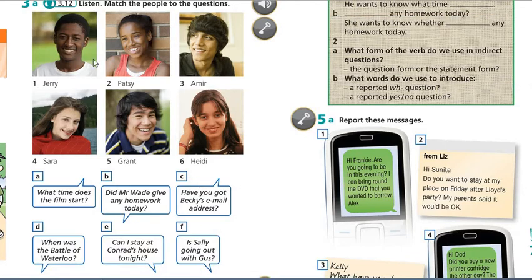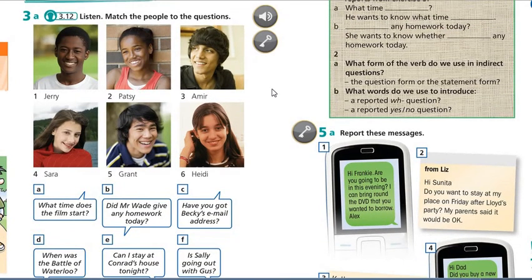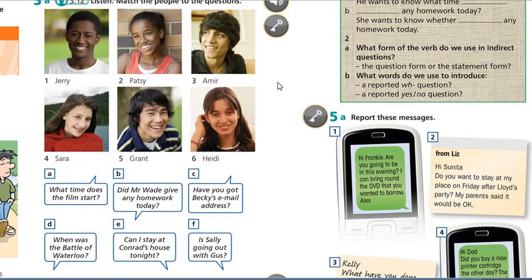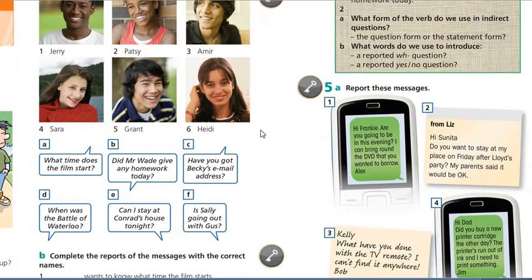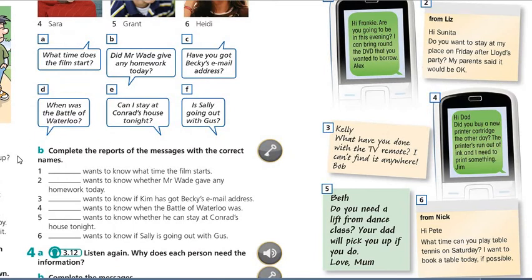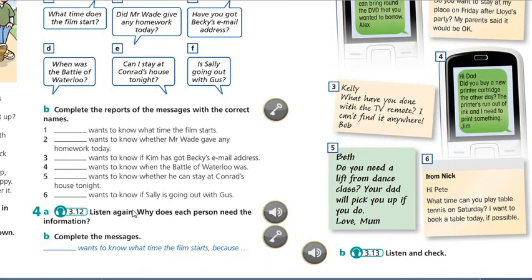All right. So in these dialogues, you've heard many indirect questions, reported questions that someone asked and someone reported what they asked for. So let's look at task B. Complete the reports of the messages with the correct name. Okay, so who wants to know what? You write these six sentences and send them to me.